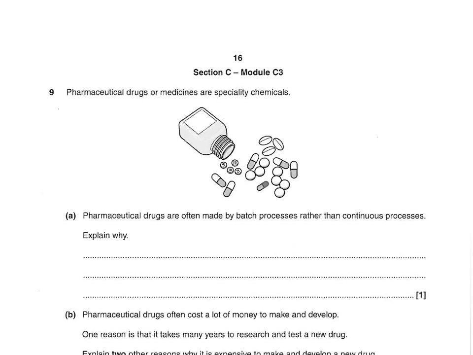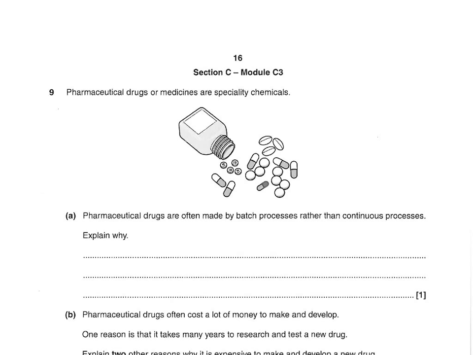So on to the chemistry section now. It says pharmaceutical drugs or medicines are specialty chemicals. Pharmaceutical drugs are often made by batch processes rather than continuous processes. Explain why. So this is all about the fact that pharmaceutical drugs may be wanted on demand, so you get a mark for that. Or you could say that pharmaceutical drugs are not wanted all the year round.